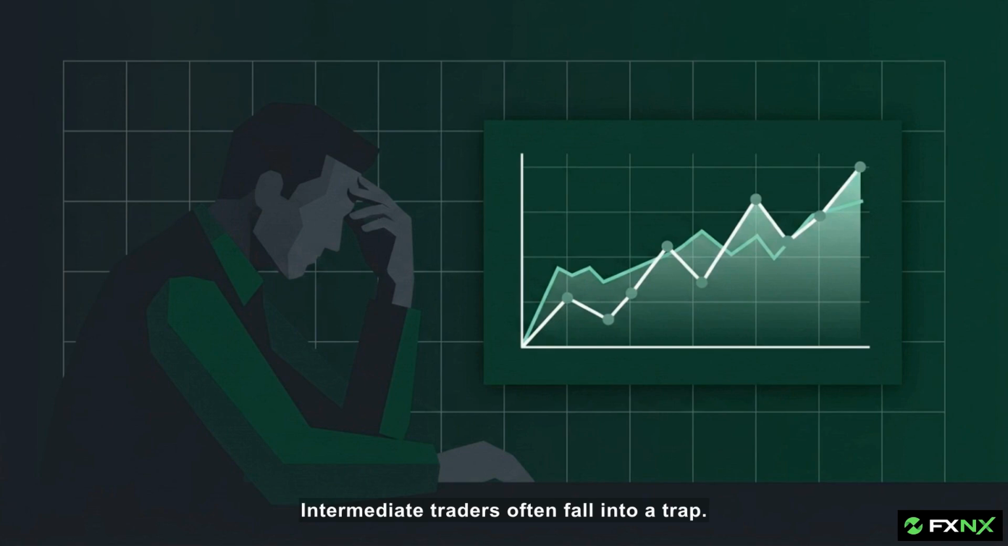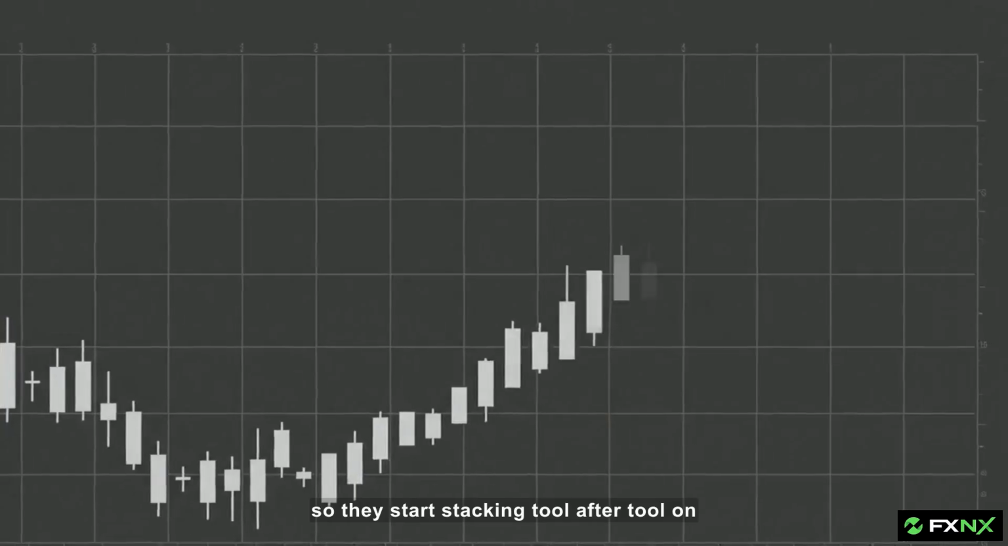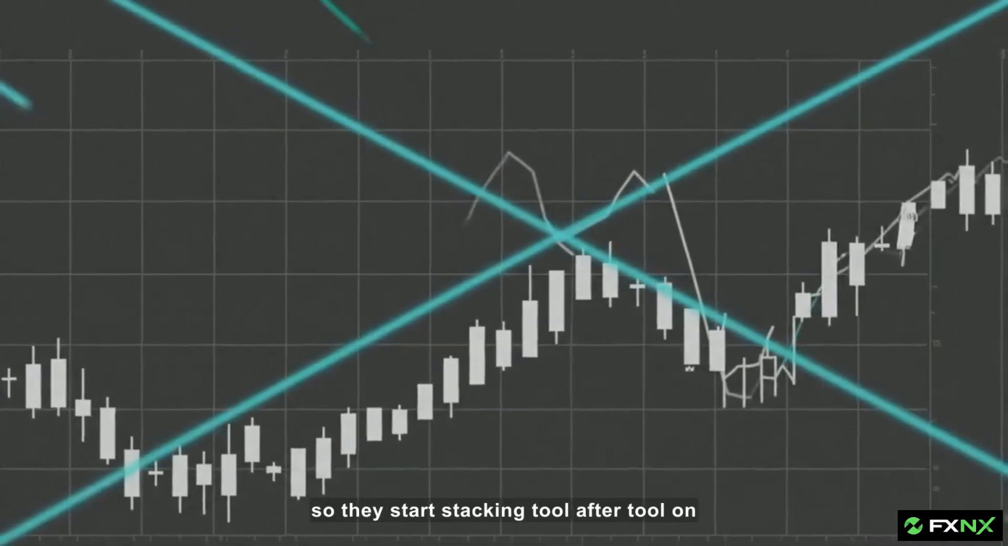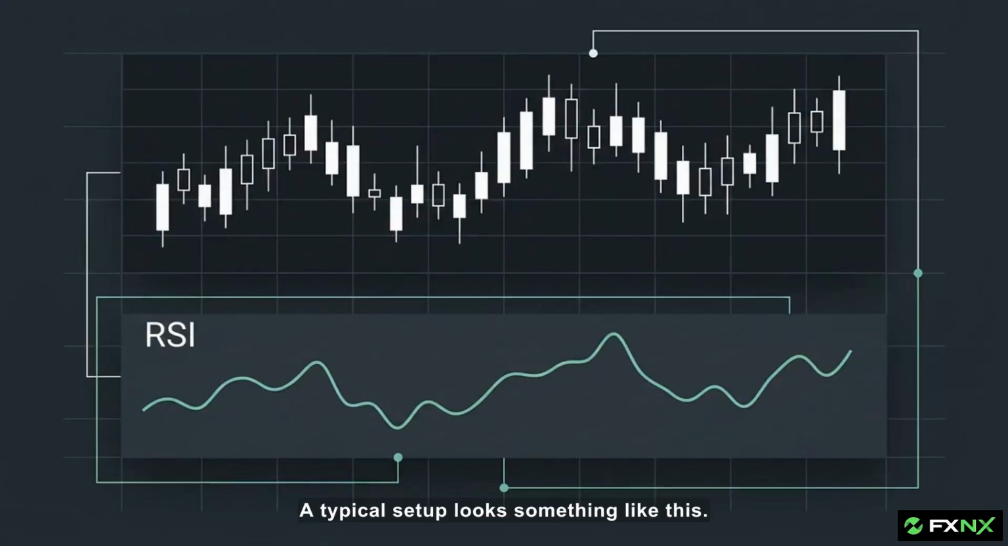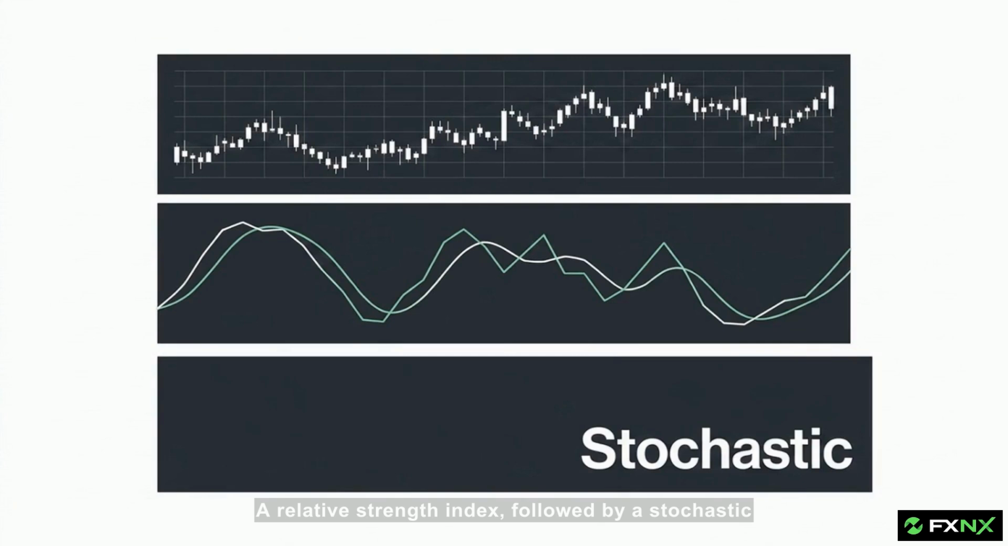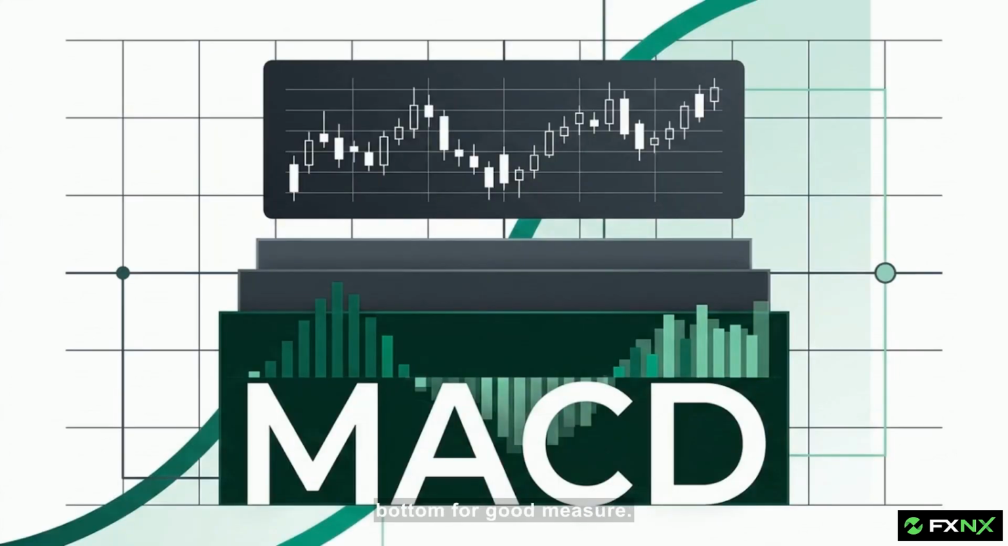Intermediate traders often fall into a trap. They want to be sure before entering a trade, so they start stacking tool after tool on their screen, hoping the extra data will guarantee a win. A typical setup looks something like this: a relative strength index, followed by a stochastic oscillator, and then maybe a MACD tacked onto the bottom for good measure.